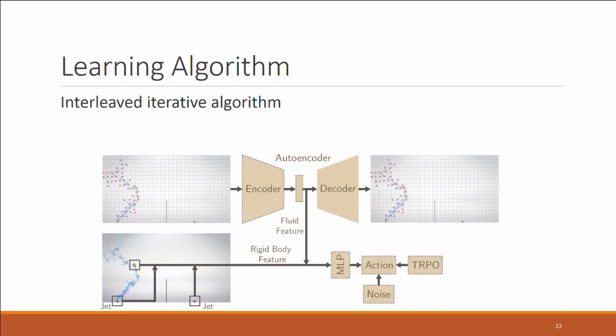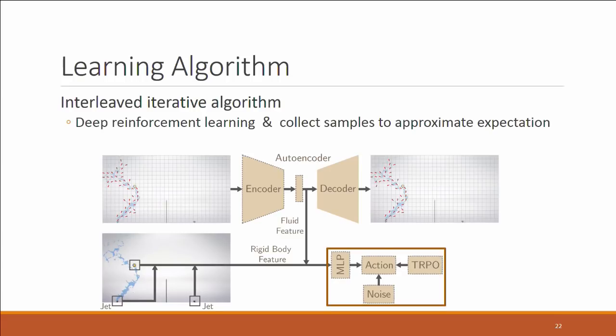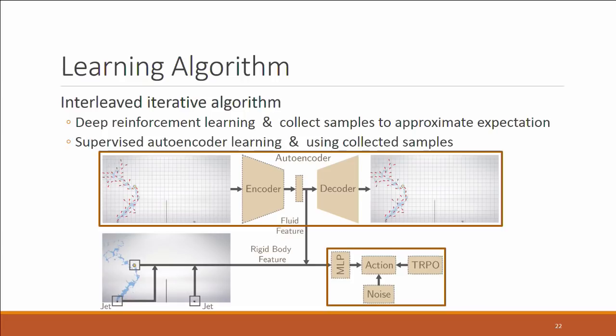So we have covered all the main components of our system, and we just briefly introduced our algorithm. Each iteration of the algorithm involves two steps. The first step is one iteration of DRL training, and in this process, you also collect a lot of samples to approximate your expectation. And then you use these samples to update your autoencoder. At runtime, you just use the encoder part.